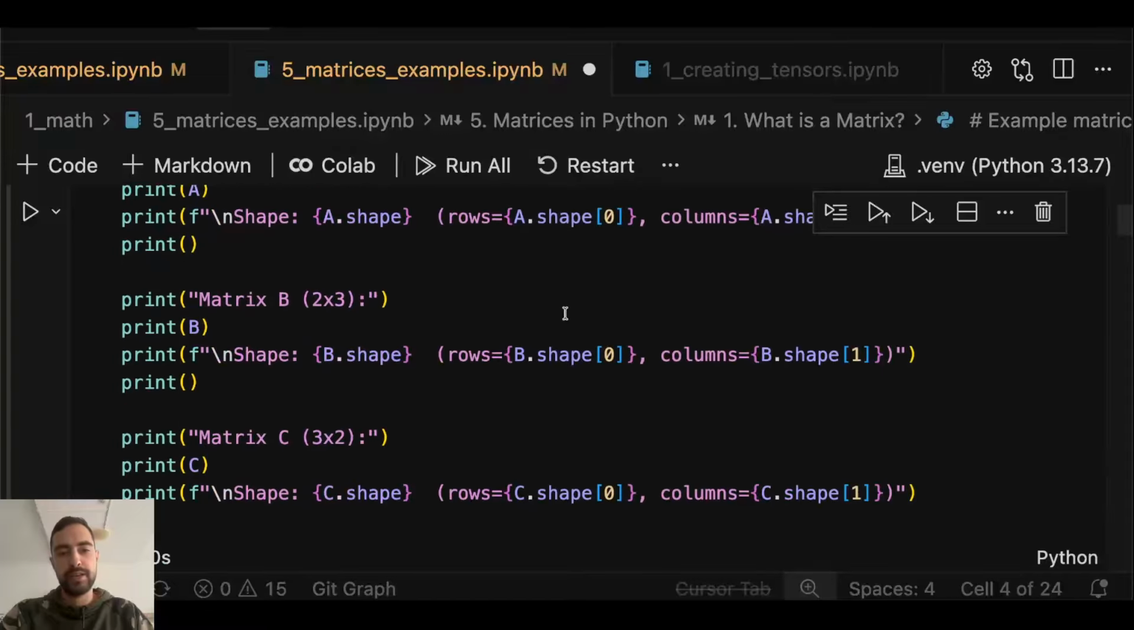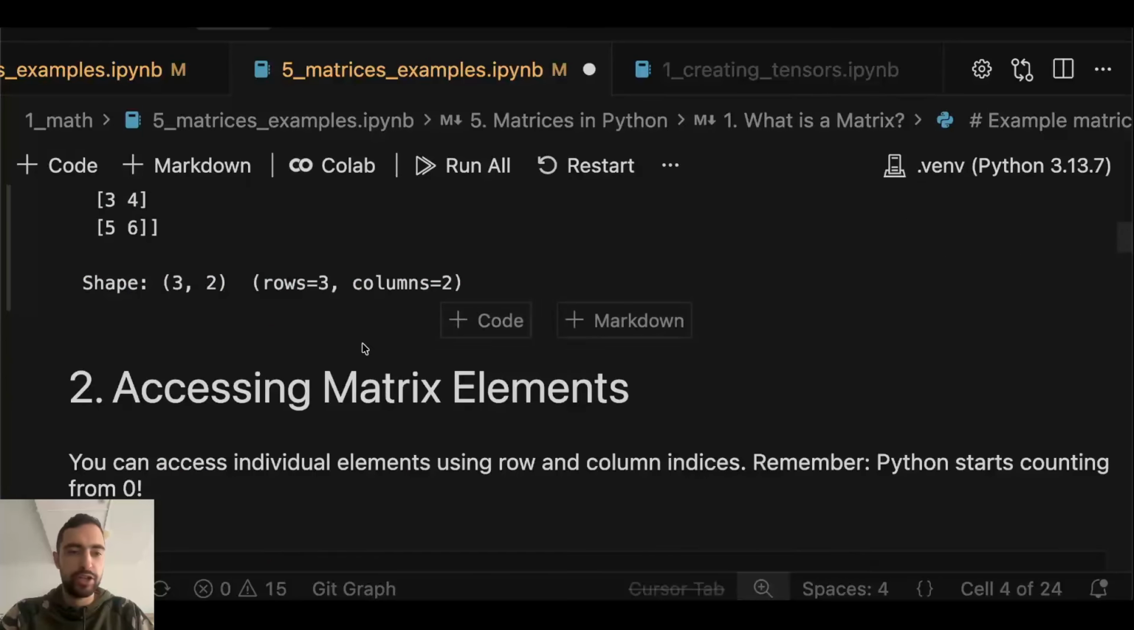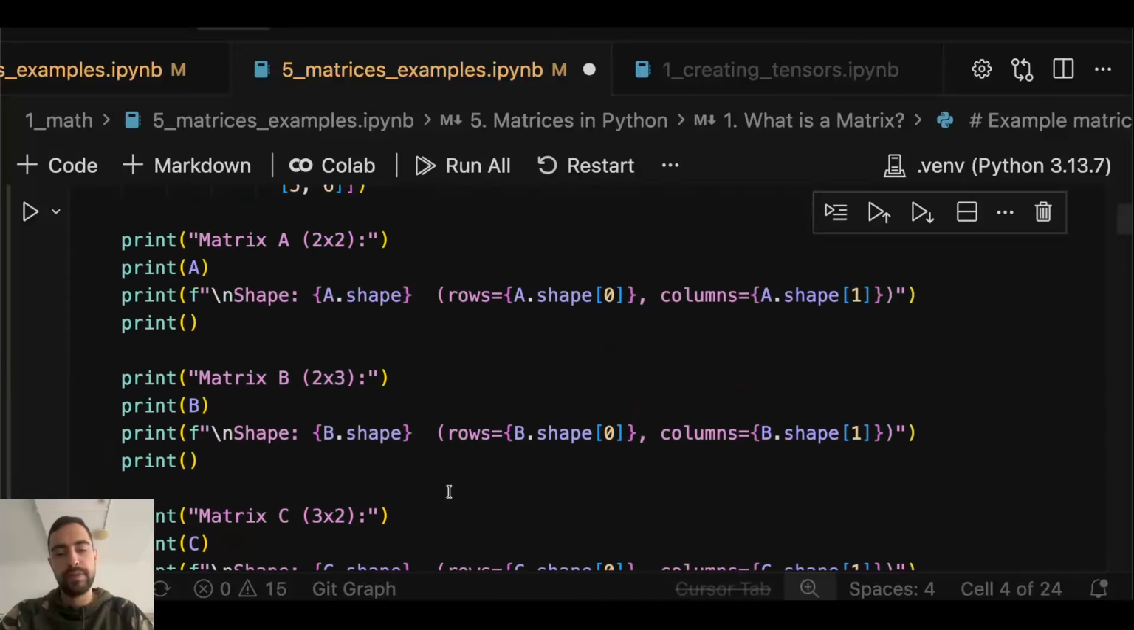So if you say print a dot shape 0, that's gonna be the first number in your shape. So it's gonna be this number 2. And shape 1, with index 1, will be the second number, 3. Maybe you want to play with this a little bit to see what happens. So this is going to show the number of columns, this is going to show number of rows.